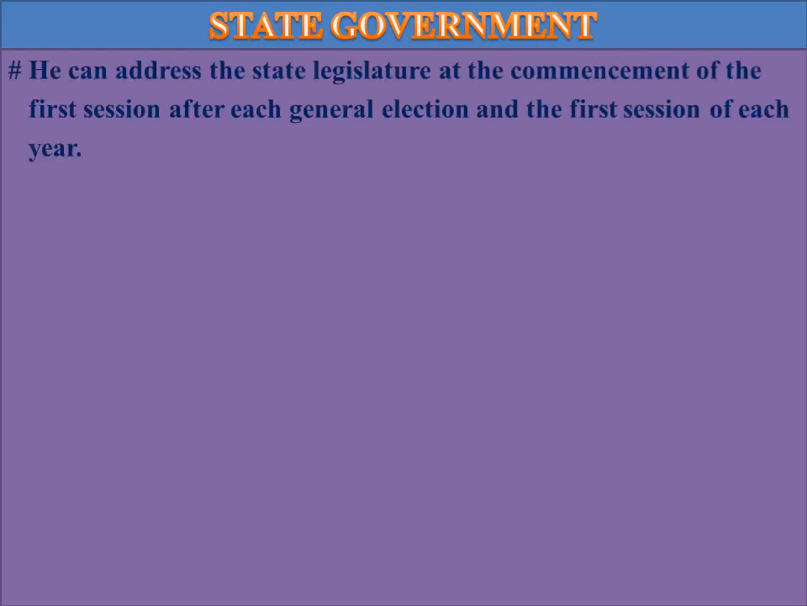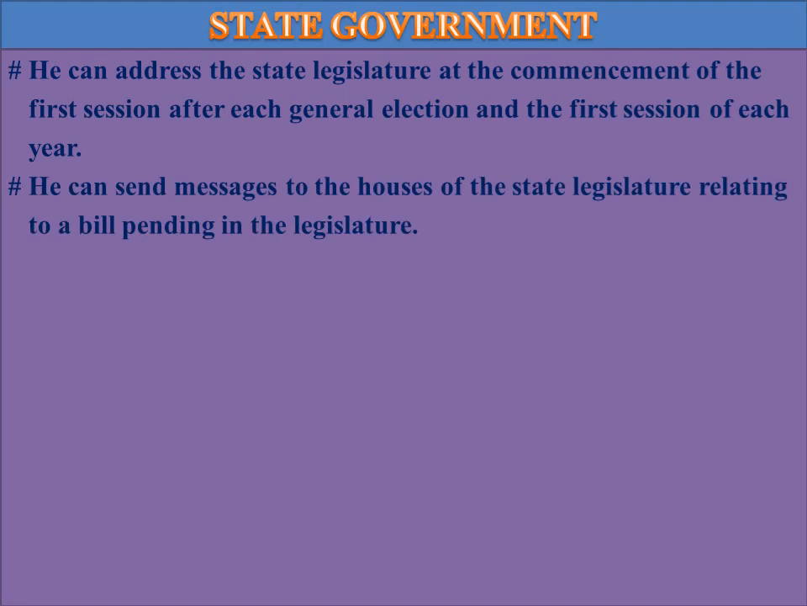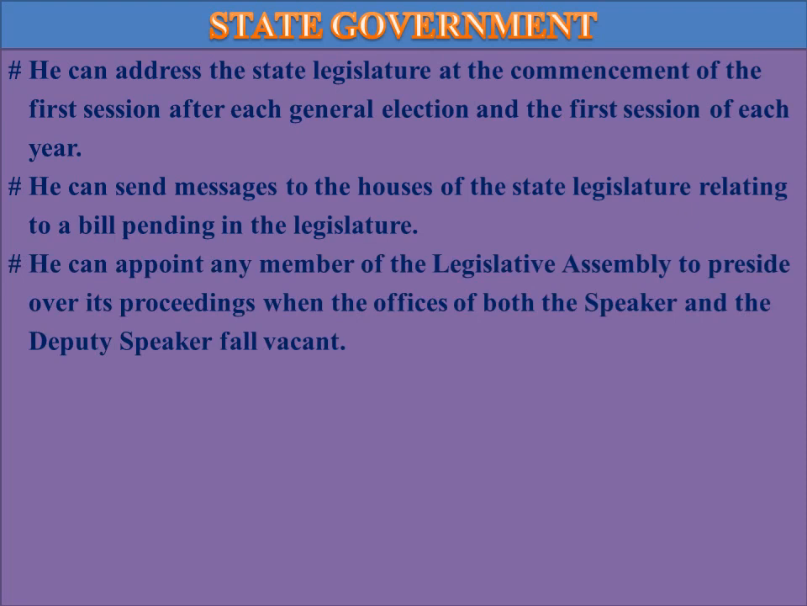The next legislative power of the governor is that he can address the state legislature at the commencement of the first session after each general election and the first session of each year. The next is he can send messages to the houses of the state legislature relating to a bill pending in the legislature. The next is he can appoint any member of the legislative assembly to preside over its proceedings when the offices of both the speaker and the deputy speaker fall vacant.